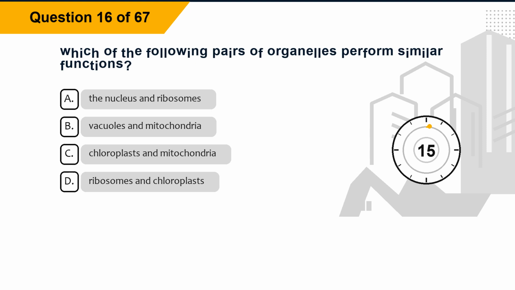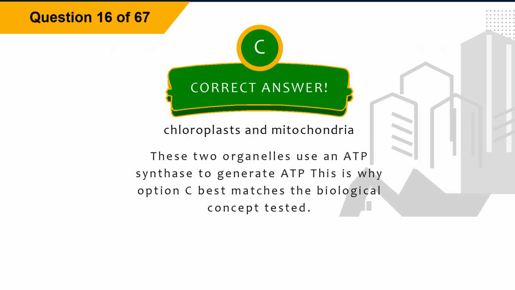Question 16. Which of the following pairs of organelles perform similar functions? Option A, the nucleus and ribosomes. Option B, vacuoles and mitochondria. Option C, chloroplasts and mitochondria. Option D, ribosomes and chloroplasts. The correct answer is option C, chloroplasts and mitochondria. Explanation. These two organelles use an ADP synthase to generate ADP. This is why option C best matches the biological concept tested.